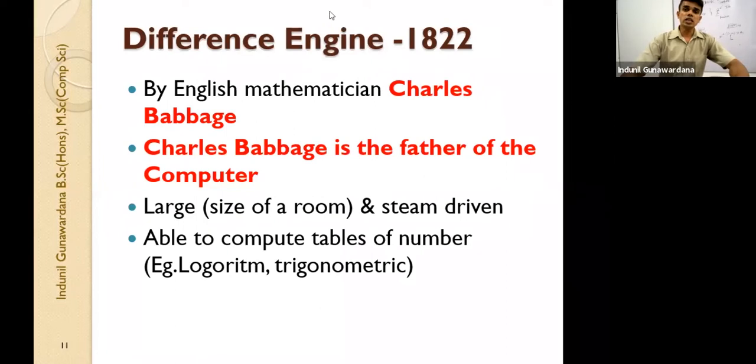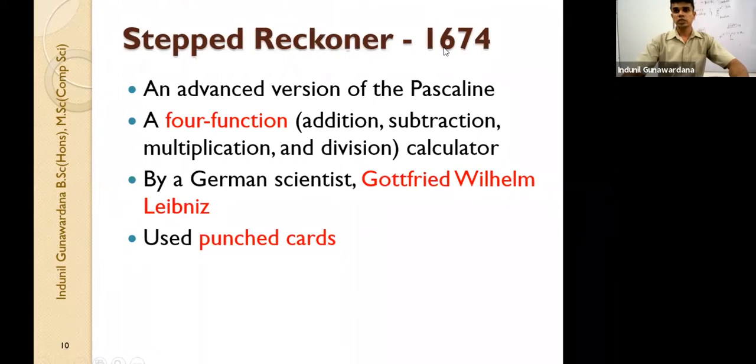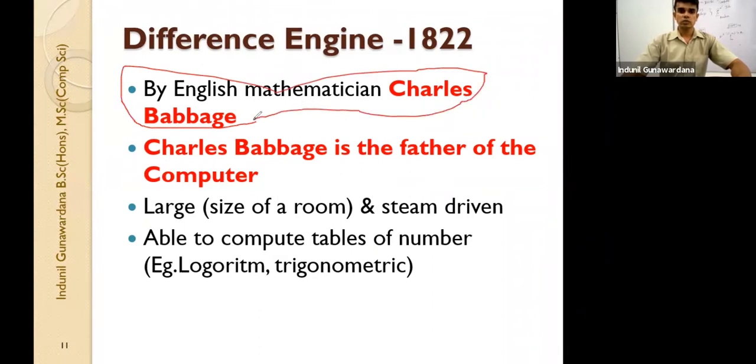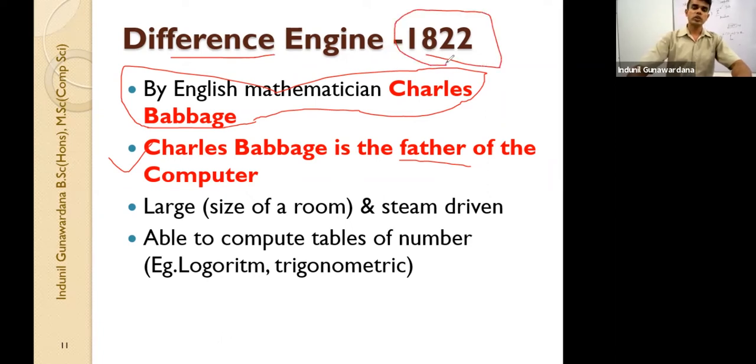Right. Next, the difference engine came into the world, in the 19th century. The previous one was 1674, and this is going to be 200 years after. Now, Charles Babbage came into the picture, and he has a certain importance. Charles Babbage is treated as the father of the computer. He invented a machine called the difference engine in 1822.